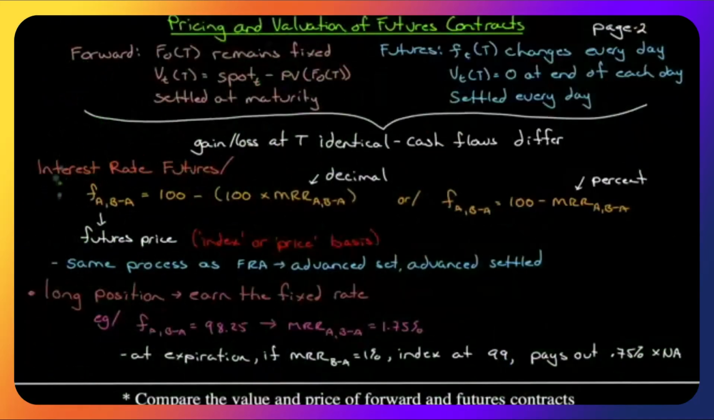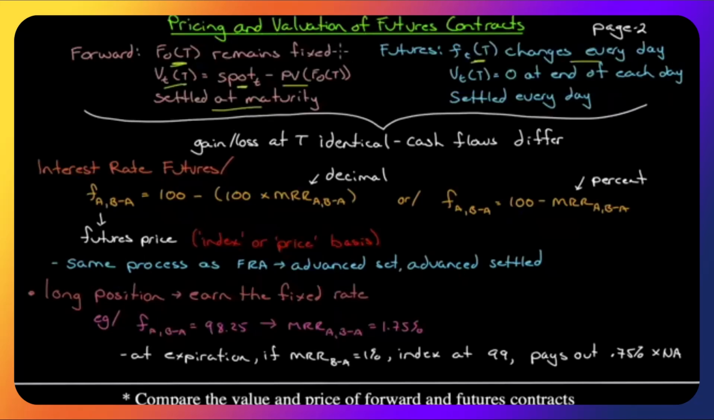Okay, let's sum up what we saw on the previous screen. For a forward contract, the forward price remains fixed throughout the contract period. The value of the forward contract at any point in time is arrived at by taking the spot price, whatever it is that day, minus the present value of that fixed forward price, and all gains and losses will be settled at maturity. For a futures contract, the futures price changes every day.